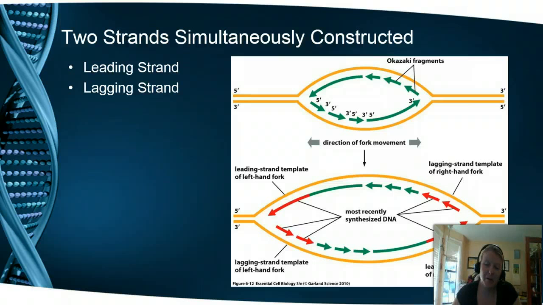And as I keep talking about, we have two different strands being formed at the same time. We have the leading strand and the lagging strand. And that's because DNA polymerase can only work in one direction, and that is why it's important to understand that. So we're going to walk through both of these here in just a second.